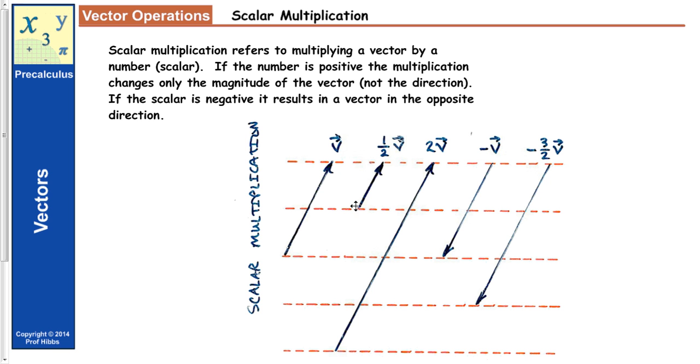So just to illustrate the idea here, I've got a vector v. This first vector is vector v. If we take the vector v and multiply it by 1/2, that would be the scalar 1/2, all it's going to do is give us a vector that's in the same direction but half as long. It has half the magnitude. So this is half of v, 1/2 times v.